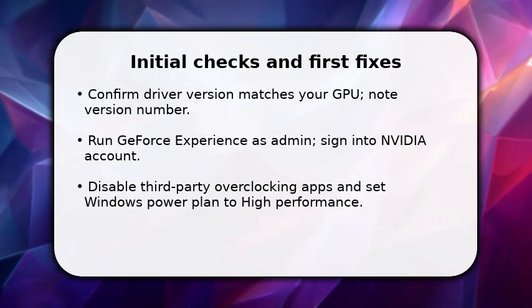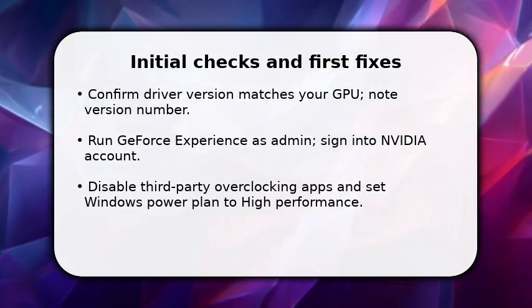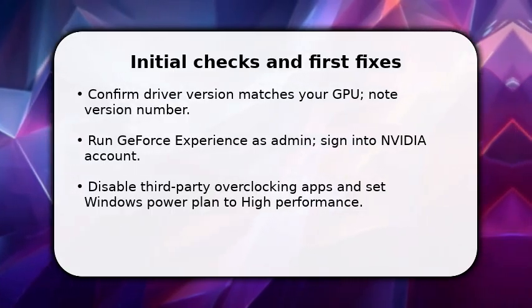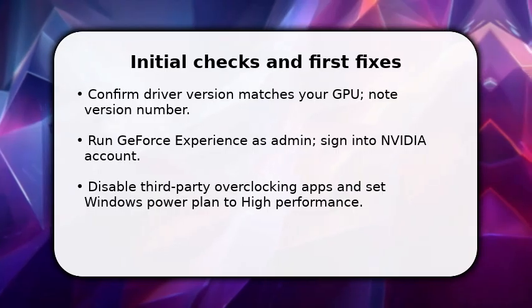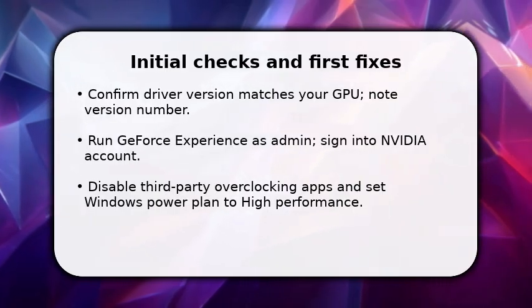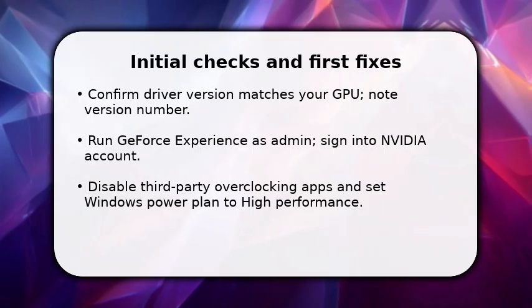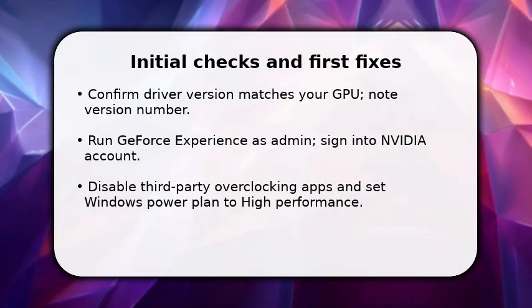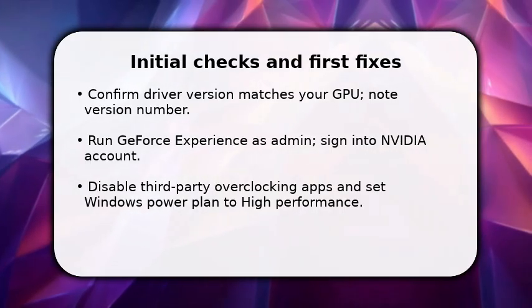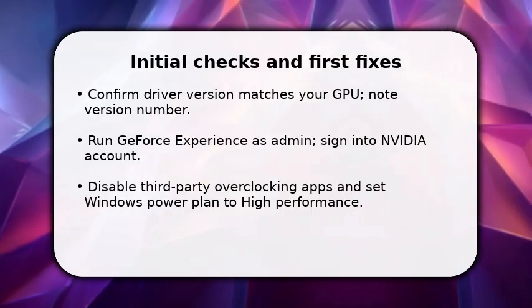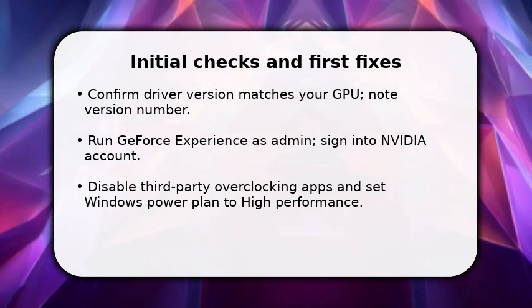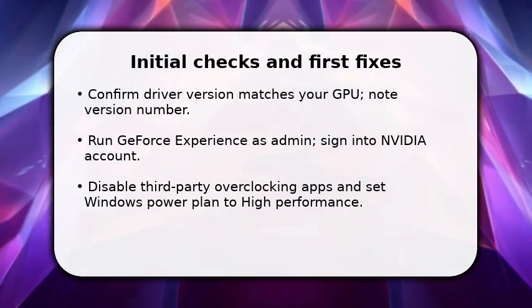Enjoy the video. You start by confirming the exact Nvidia driver version and GPU model so you know what to install. Once done, run GeForce Experience as administrator and sign into your Nvidia account to unlock automatic tuning features. Make sure to disable any third-party overclocking or monitoring tools because they interfere with tuning. Also set Windows Power Plan to high performance. This prevents adaptive throttling that can confuse the tuner. These first actions remove common blockers, so automatic tuning can actually run.